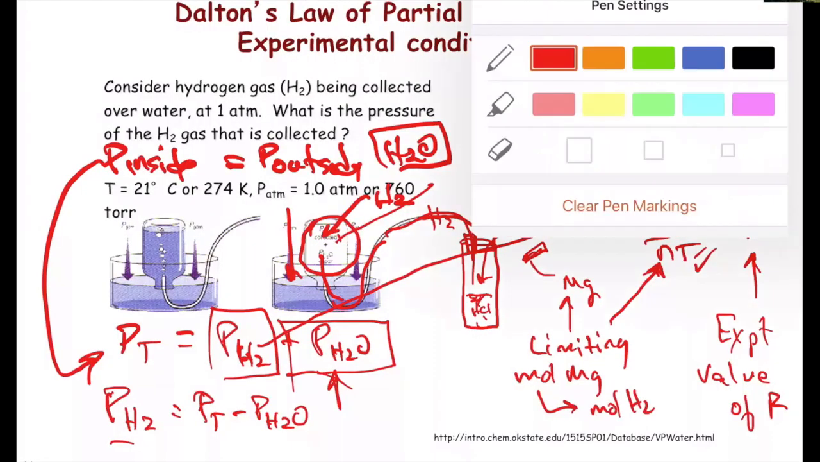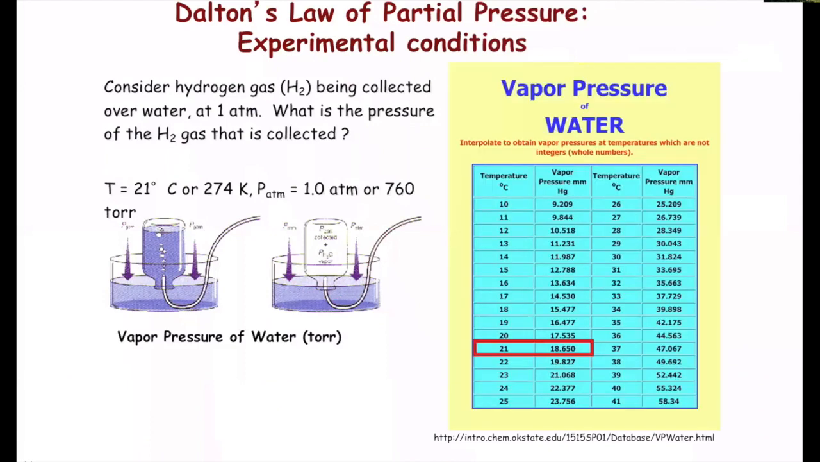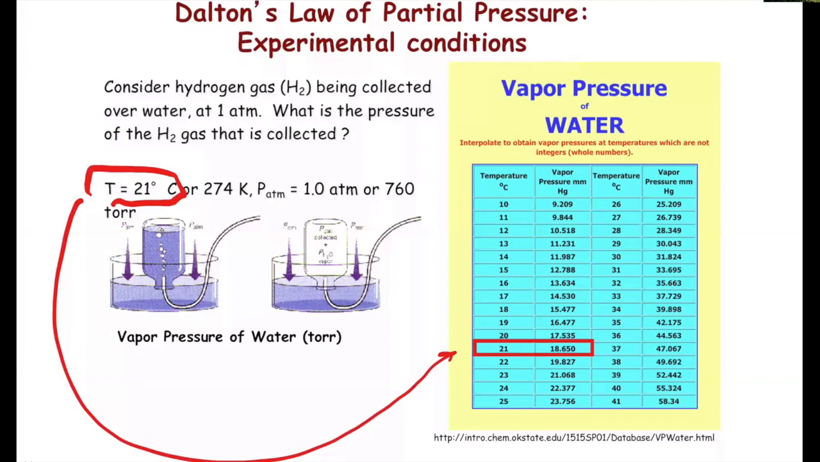So let me clean this slate, okay, and show you what's going on. Here the temperature is 21 degrees. So you go to a vapor pressure table. I think you might have one in the back of your lab manual. If you don't have that, then in the context of your lab manual, they give you the vapor pressure. The vapor pressure of water at 21 degrees, this is millimeters of mercury. So in order to convert it to atmosphere, you got to remember that 760 millimeters of mercury equals 1 atmosphere.